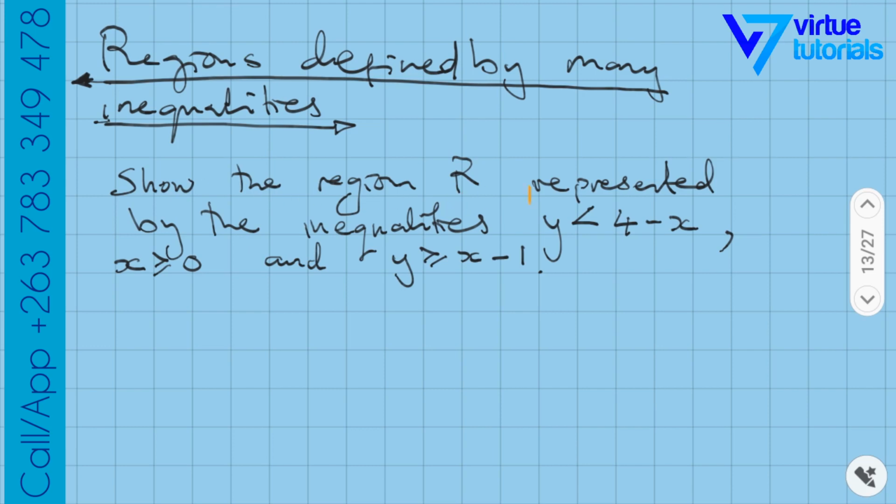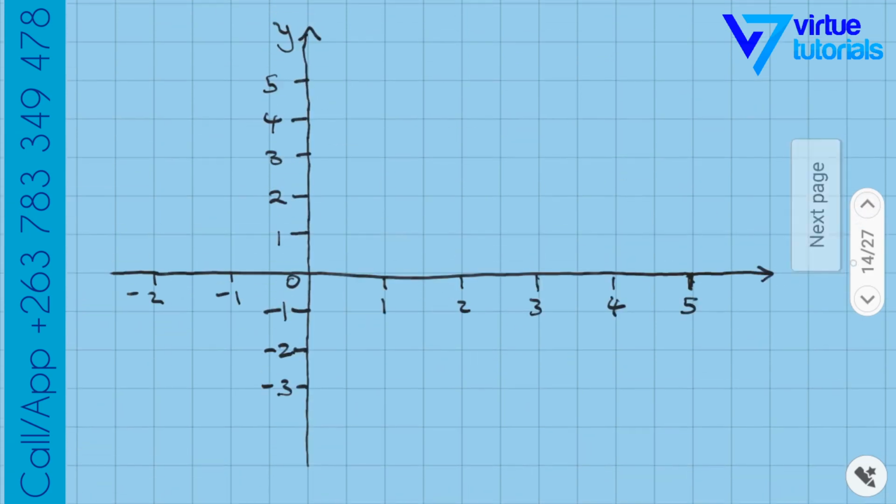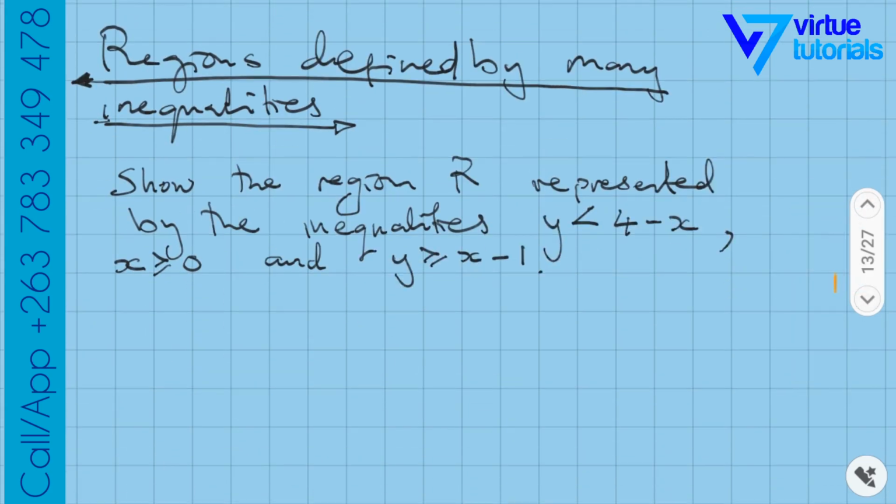Show the region R represented by the inequalities y is less than 4 minus x, x is greater than or equal to 0, and y is greater than or equal to x minus 1. So all we need to do here is draw those 3 inequalities. That's all we need to do. If we start with the first one, y is less than 4 minus x, we can draw our table there. We have x, y.